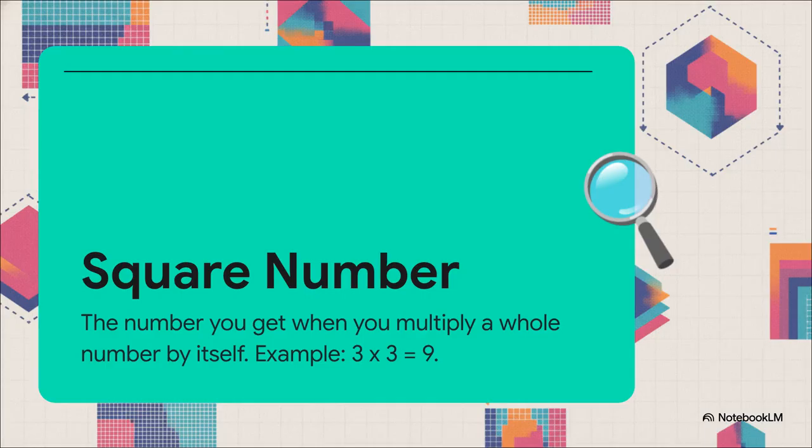Okay, so here's the official definition. A square number is simply what you get when you multiply any whole number by itself. So, for example, 3 times 3 gives you 9. Boom, that makes 9 a perfect square. The key idea here, the thing to always remember, is a number times itself.